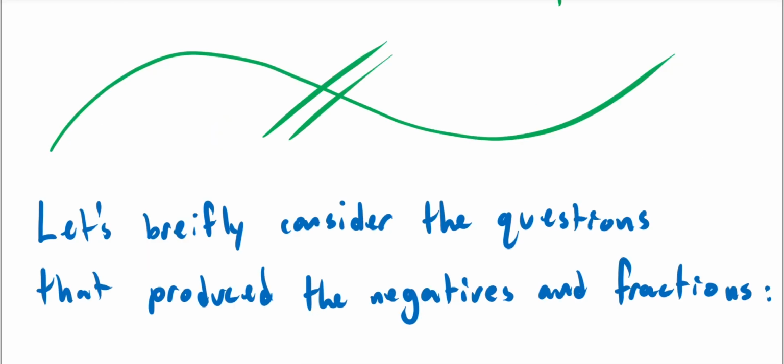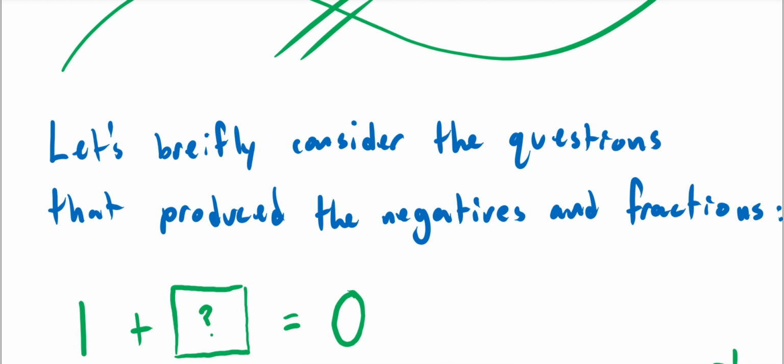So as part of building some motivation for the complex numbers, let's briefly consider the questions that produced the negatives and the rational numbers, the fractions. What we wanted to do is fill in this box. 1 plus what would get me back to 0? Now, as long as we limit ourselves to the positive numbers, this question has no answer. There's no number that you could add to another number to make it smaller.